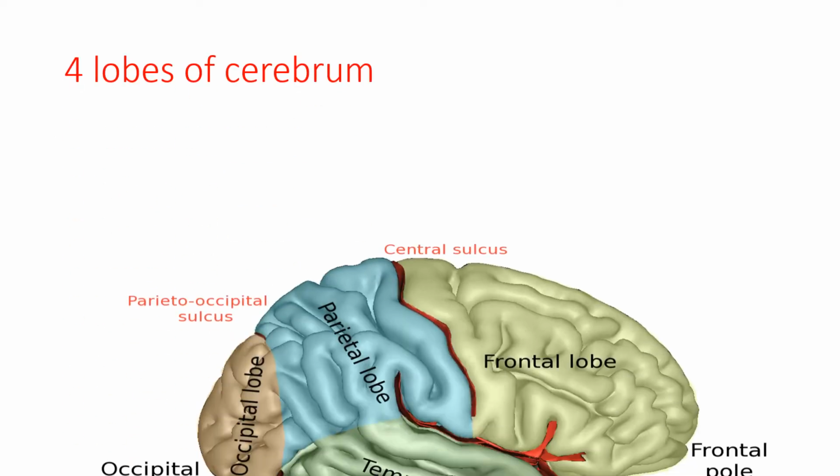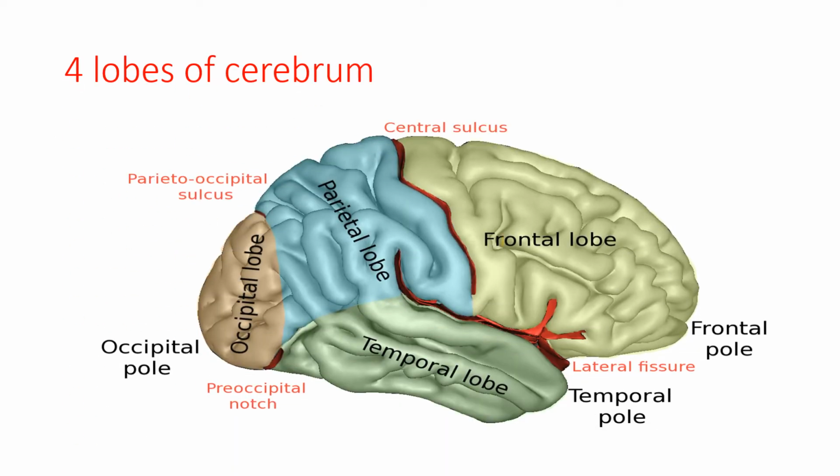Now start with the four lobes of the cerebrum. First frontal lobe, second parietal lobe, third temporal lobe, and fourth one is the occipital lobe. And three main sulci: first central sulcus, second lateral sulcus, third parieto-occipital sulcus.